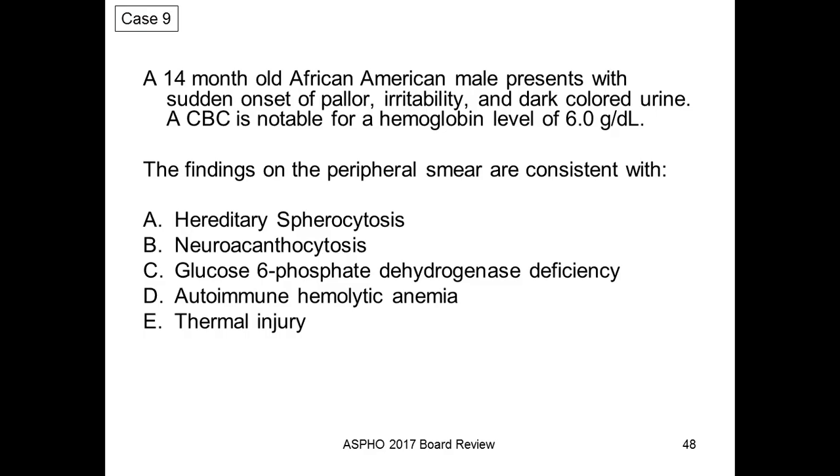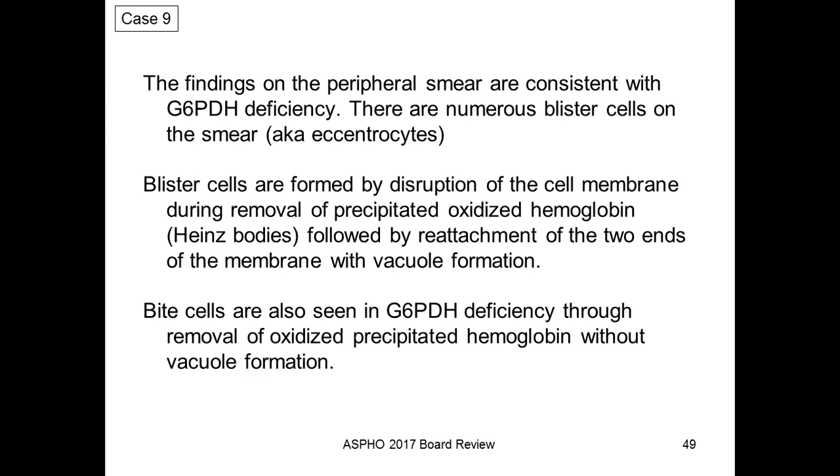So the answer in this case is glucose 6-phosphate dehydrogenase deficiency. The findings are consistent because there are numerous blister cells on the smear. They're also called eccentrocytes. These cells are actually formed by the disruption of the cell membrane during removal of precipitated oxidized hemoglobin, which are also known as Heinz bodies, followed by reattachment of the two ends of the membrane and subsequent vacuole formation. In G6-PDH deficiency, you can also see bite cells when this precipitated hemoglobin is removed, but the membrane reattachment does not occur, and so it persists as a bite cell.